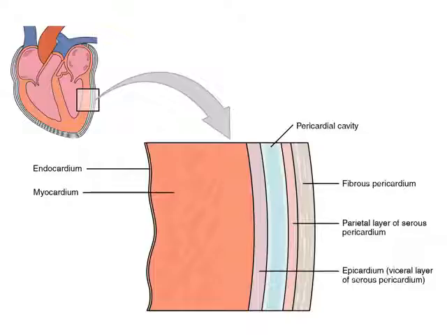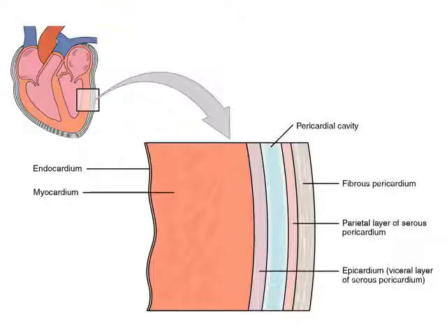The wall of the heart consists of three layers: the epicardium, which is the external layer, the myocardium, which is the middle layer, and the endocardium, which is the inner layer. The epicardium is thin, a transparent outer layer of the wall composed of delicate connective tissue.